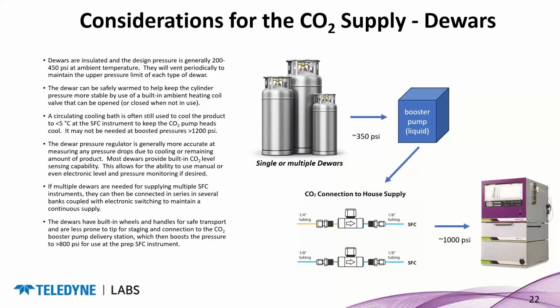Sometimes you have to add heat back into the dewars when they get cold. There are controls on the top of the dewar system, a copper coil that you can open a valve on to allow ambient heating back into the very cold dewar. Because these generally have built-in wheels, they're much easier to handle, although they're very heavy. But you can roll them into place wherever your booster pump delivery system is going to be staged.